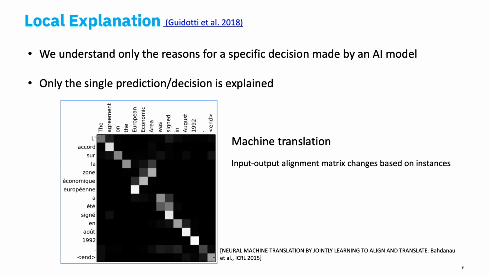A classic example of local explanation is the attention-based machine translation approach, which uses attention to align input-output sentences in two languages and uses a saliency heat map to show how the input words and output words are aligned. This is a local explanation method because the saliency heat maps change from instance to instance. It only presents the explanation for a particular decision.